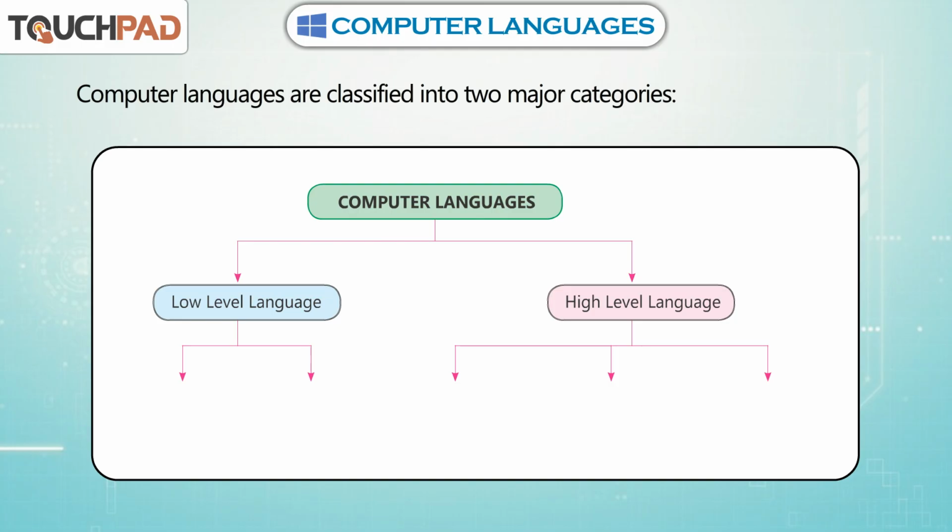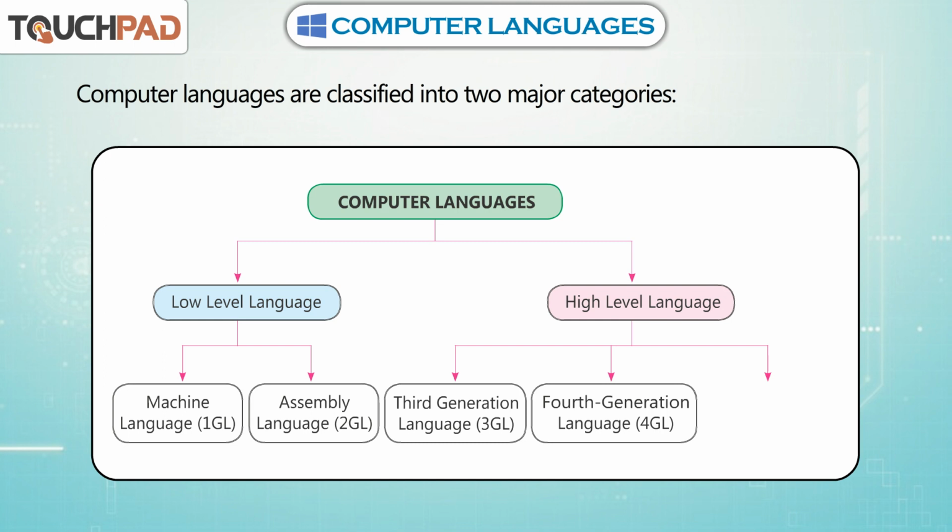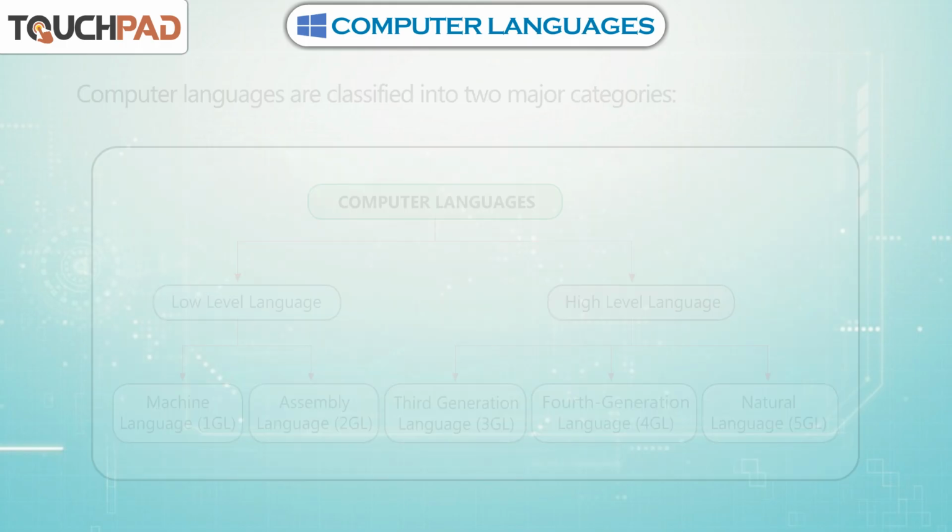Low-level language: machine language, 1GL, and assembly language, 2GL. High-level language: third generation language, 3GL, fourth generation language, 4GL, and natural language, 5GL.